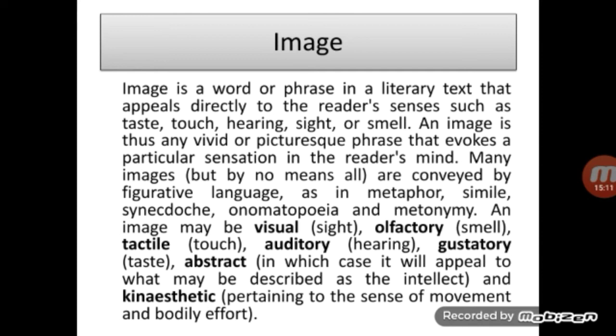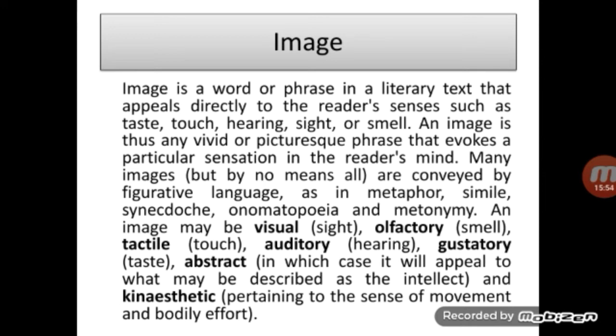An image is a word or phrase in a literary text that appeals directly to the reader's senses, such as taste, touch, hearing, sight, or smell. An image is thus any vivid or picturesque phrase that evokes a particular sensation in the reader's mind. Many images, but by no means all, are conveyed by figurative language, as in metaphor, simile, synecdoche, onomatopoeia, and metonymy.